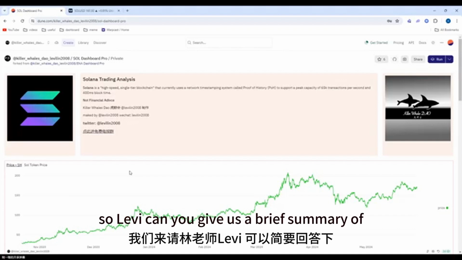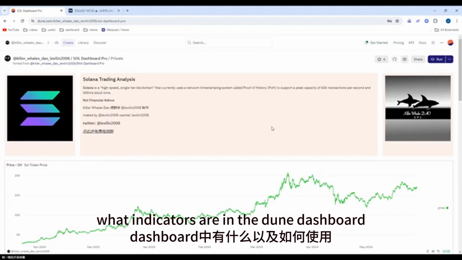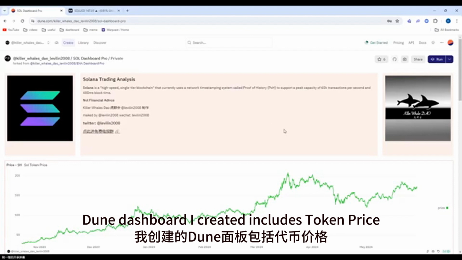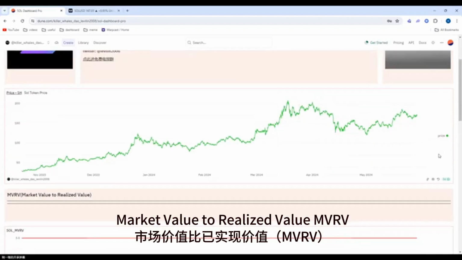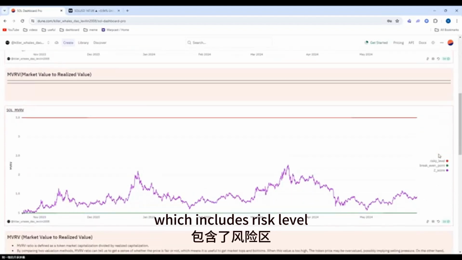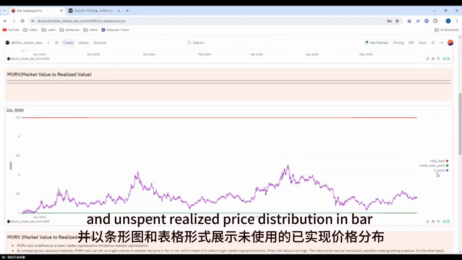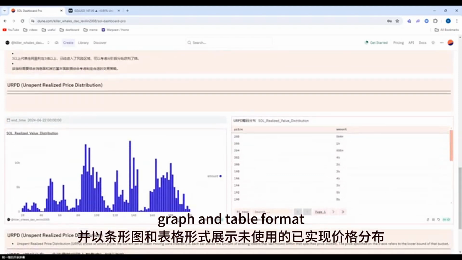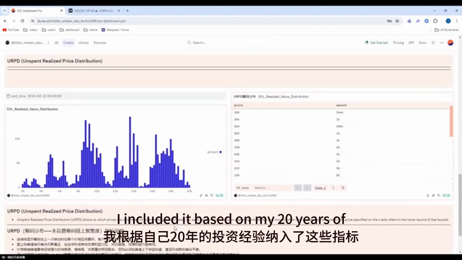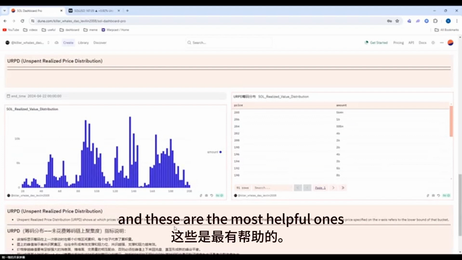So Levi, can you give us a brief summary of what indicators are in the Dune dashboard? Of course, the Dune dashboard I created includes token price, market value to realized value, MVRV, which includes risk level, break-even point, and Z-score, and unspent realized price distribution in bar graph and table format. I included these based on my 20 years of investing experience, and these are the most helpful ones.